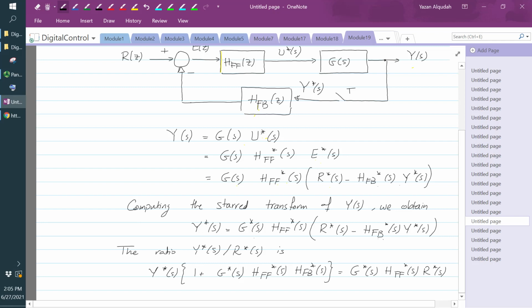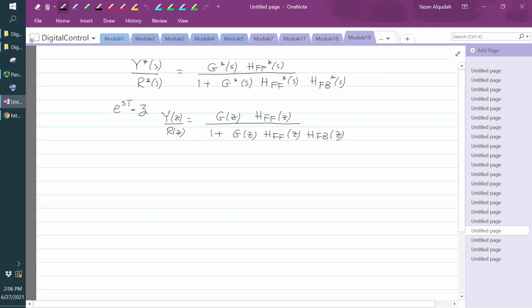And therefore, if I take this term and move it to the other side, Y star multiplied by 1 plus G HFF HFB equal to G multiplied by HFF multiplied by R. If I calculate Y star over R star, it is going to equal G star H feed forward star over 1 plus G star H feed forward star multiplied by H feed backwards star.